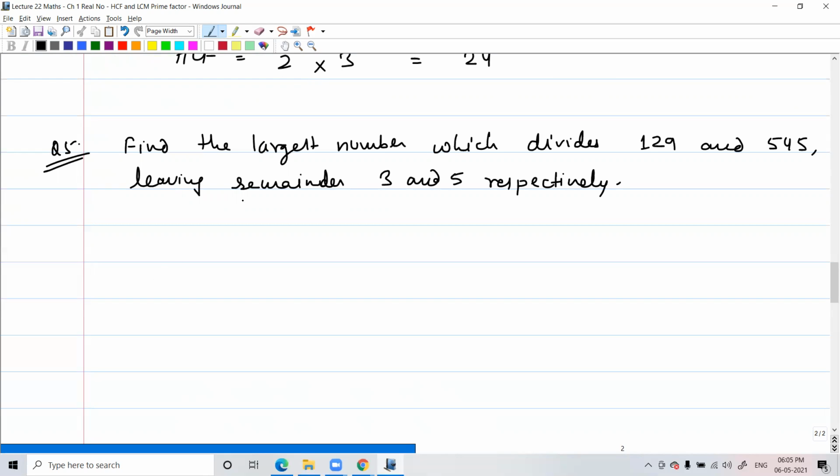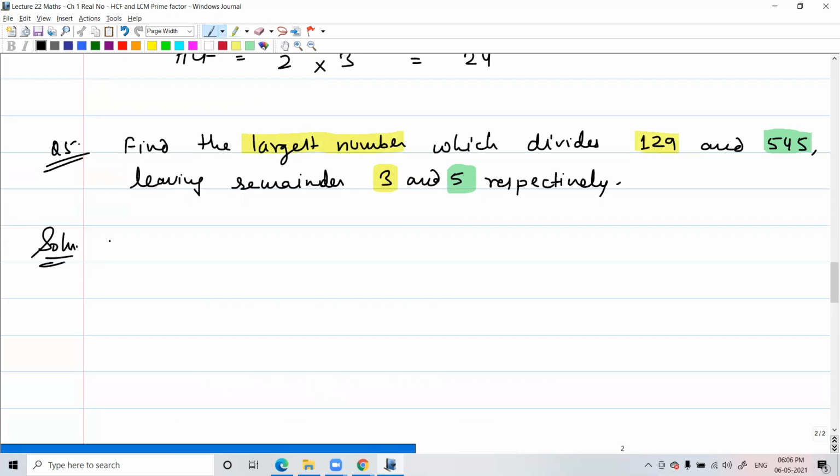Okay, so here they're asking you to find the largest number which, when it divides 129 and 545, will leave the remainders 3 and 5 respectively. Means 129 when you divide, it should leave the remainder 3, and 545 when you divide, it should leave a remainder 5. So what do we do? Tell me, someone.